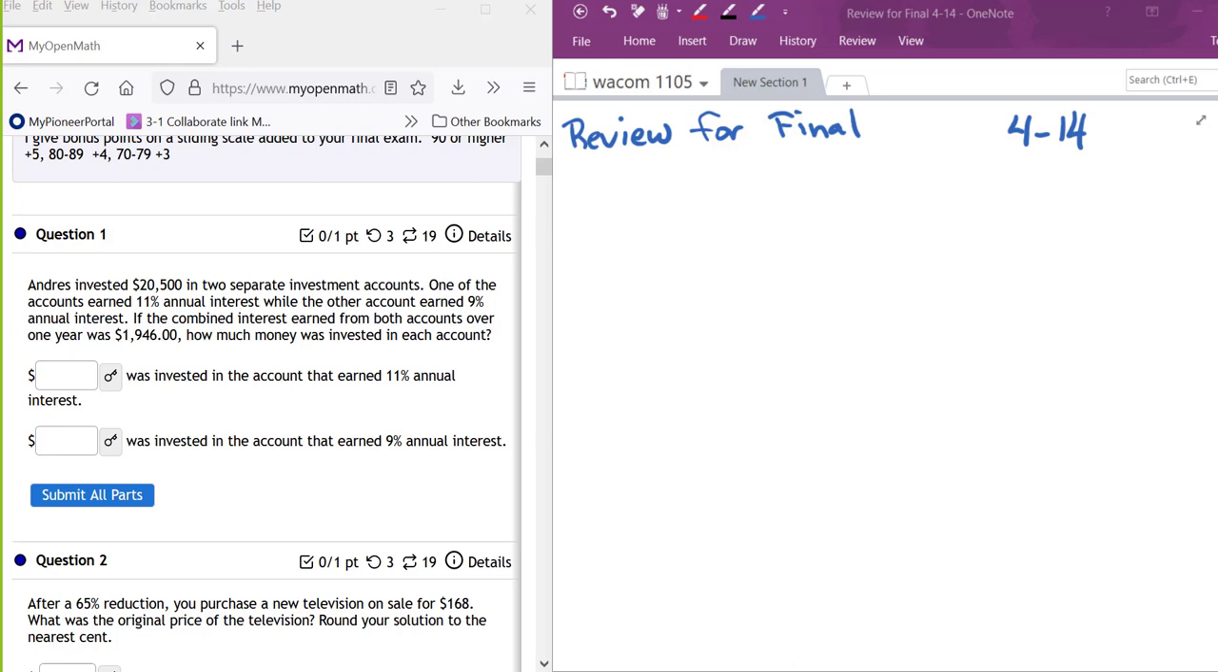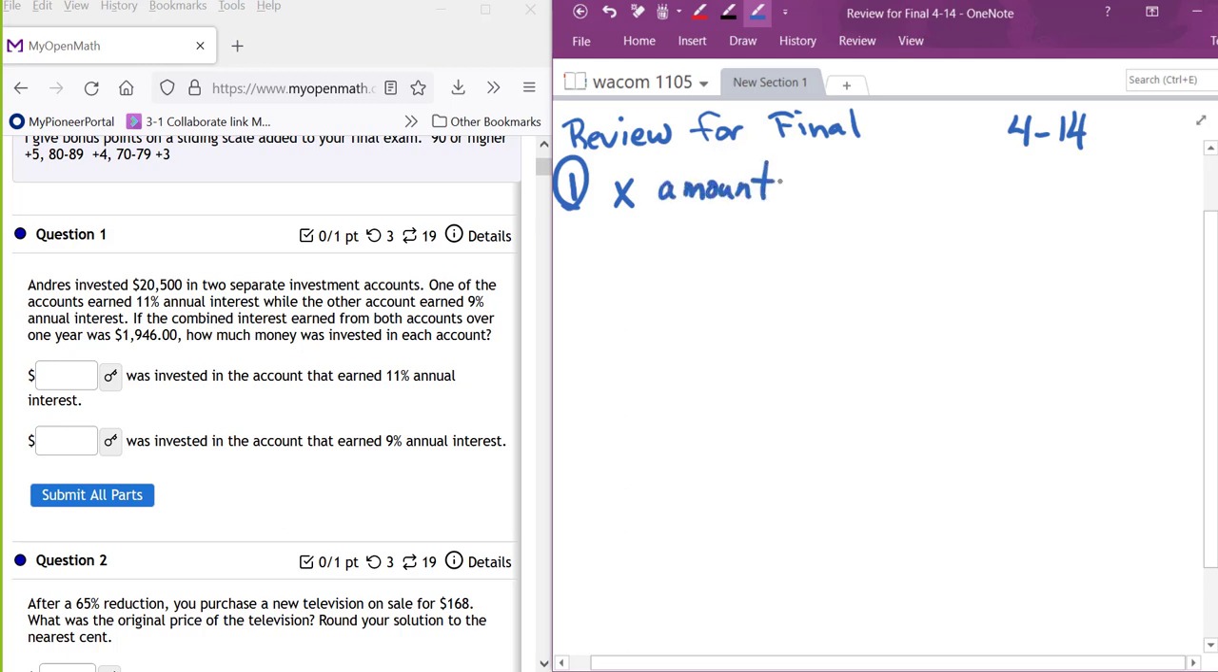So we need to set our variables, and so I'm going to use X and Y. So I'm going to say X is the amount invested, I won't write all those words, we'll say in the 11%. Right. Y will be the amount invested in the 9%. So we want 2 equations.